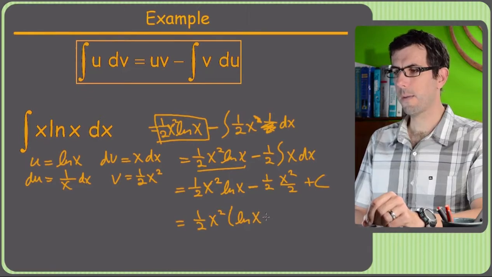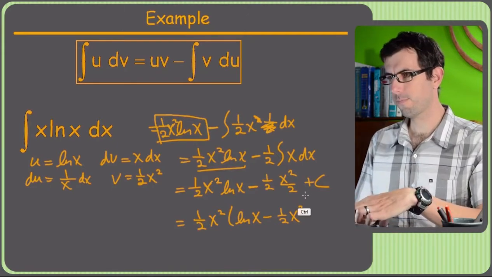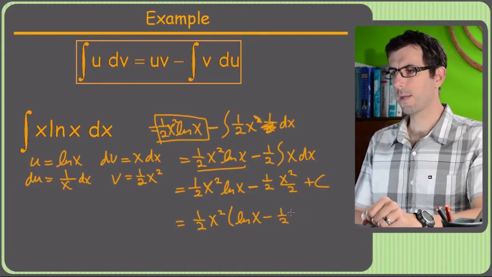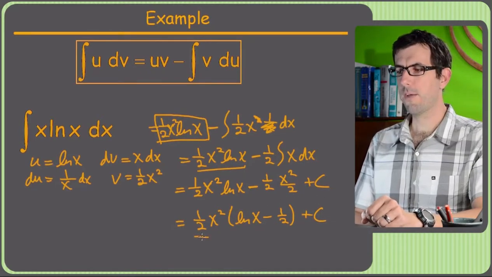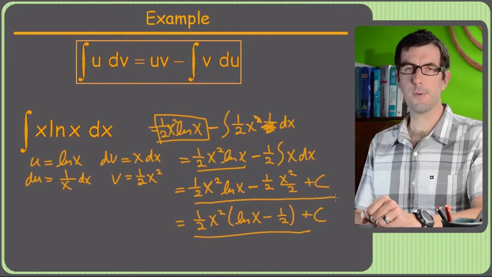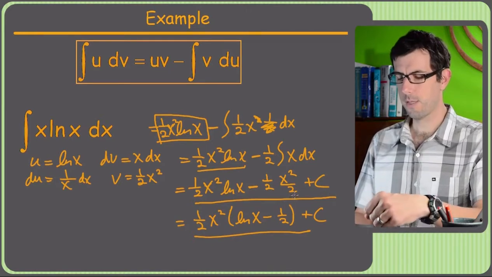Times ln of x minus 1/2 x squared. Oops, minus 1/2 x squared is out there, plus c. All right, hopefully I factored that out right, but this was also a perfectly fine answer.